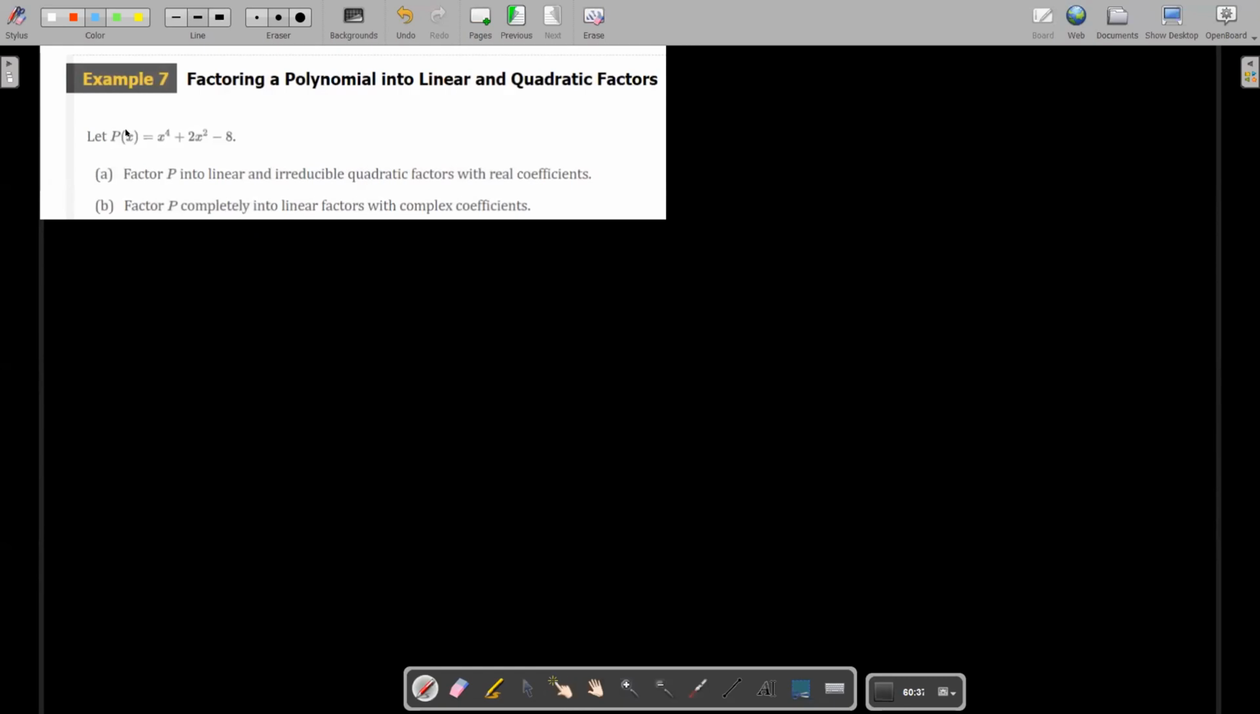Okay, so let p of x equal x to the fourth plus 2x squared minus 8. So we need to factor p into linear and irreducible quadratic factors. That's not going to be hard because we could do the u sub, but something like this you can really do in your head, right? Just replace the x squared with like an x or a y or something. So this factors into x squared minus 2 and x squared plus 4.